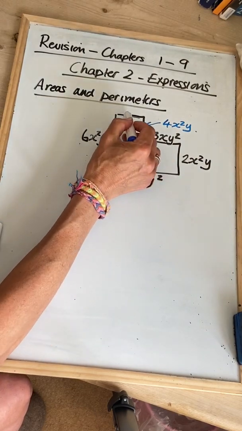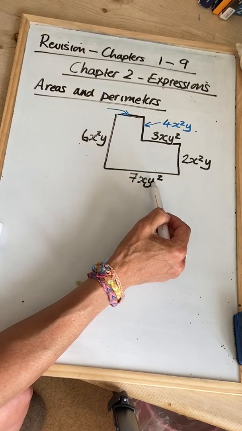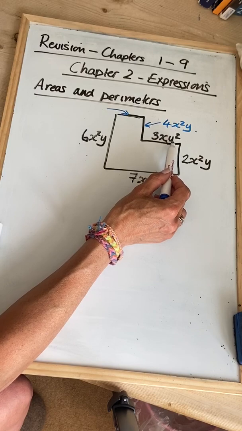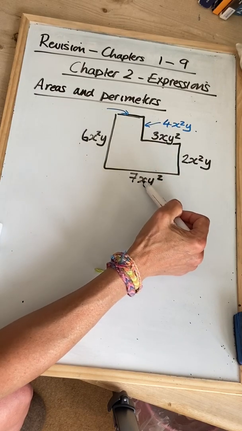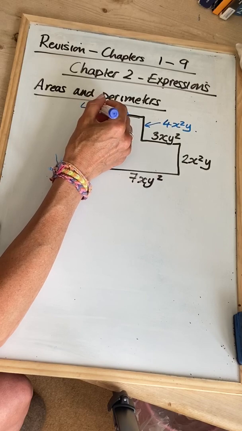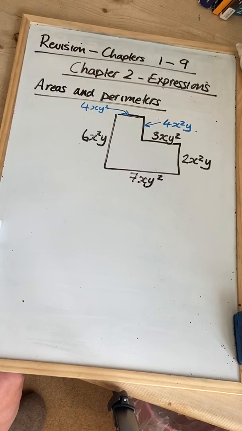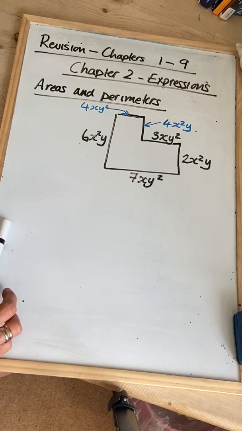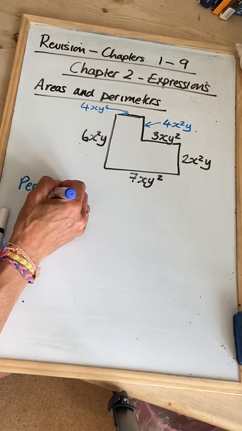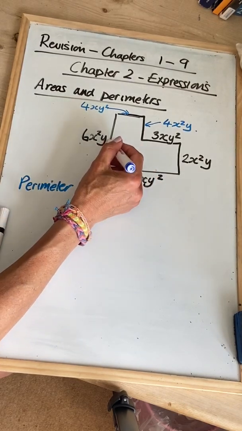Similarly, this horizontal side here, we've got a 7xy squared here and a 3xy squared there. 7 minus 3, we're going to have 4 xy squareds in there. So if you wanted to work out the perimeter of this shape, you just take each of the sides in turn. We'll tick them off as we do them.